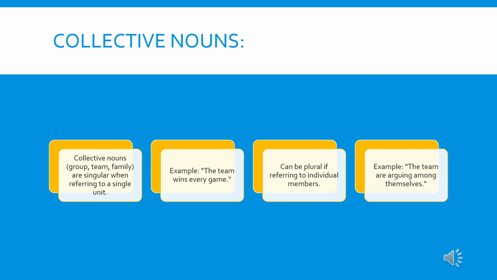Collective nouns like team or family can be tricky. When referring to the group as a single unit, use a singular verb, as in the team wins every game. If you are referring to individual members acting separately, use a plural verb, like the team are arguing among themselves. This can change depending on the context.